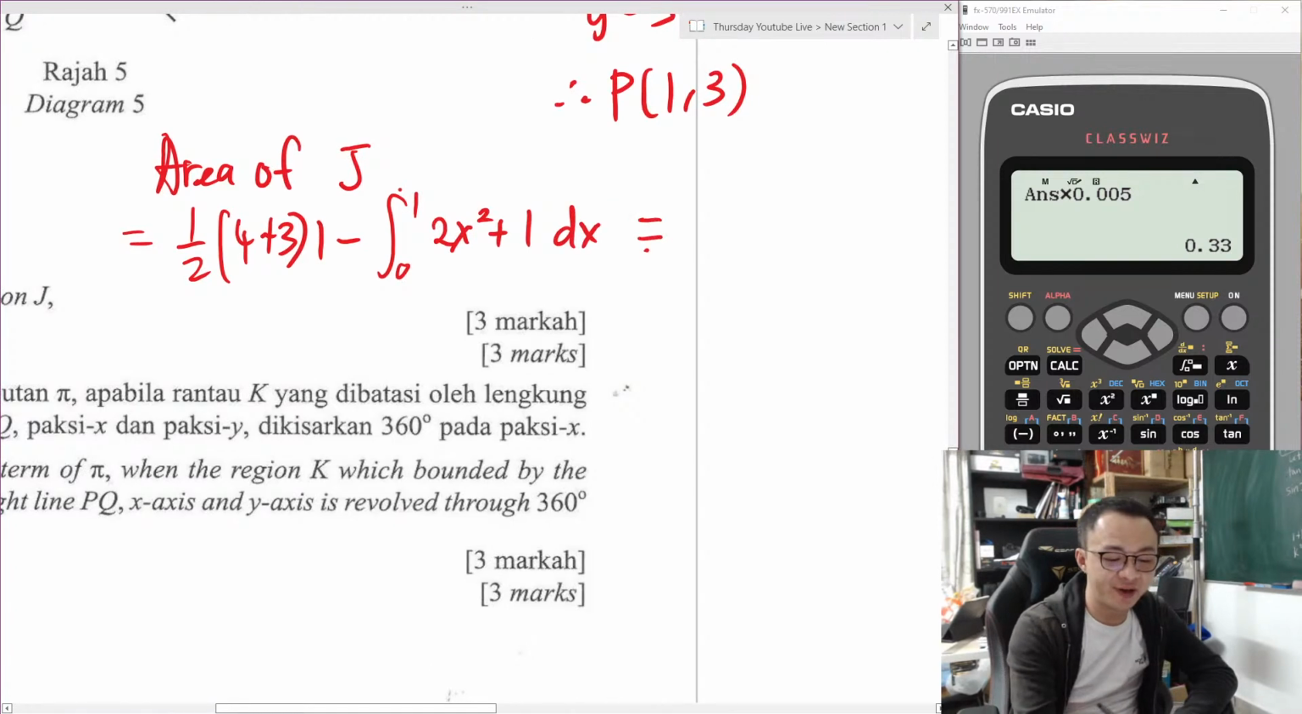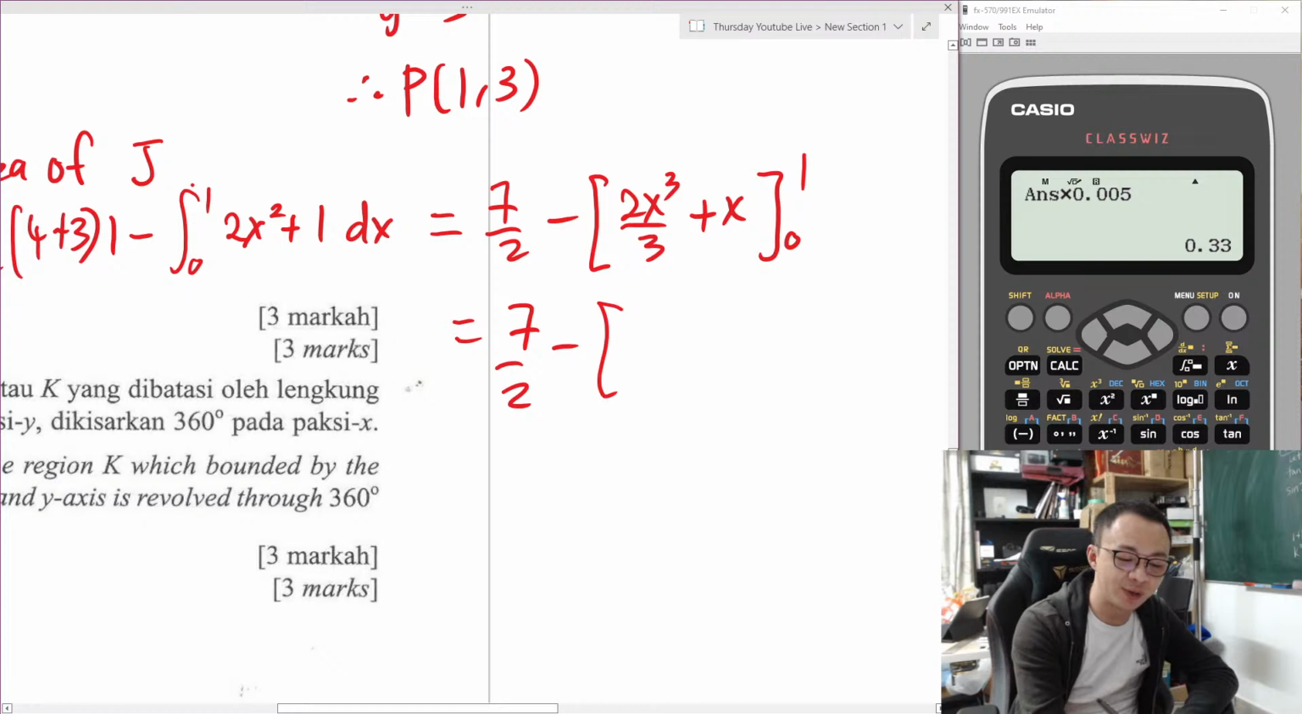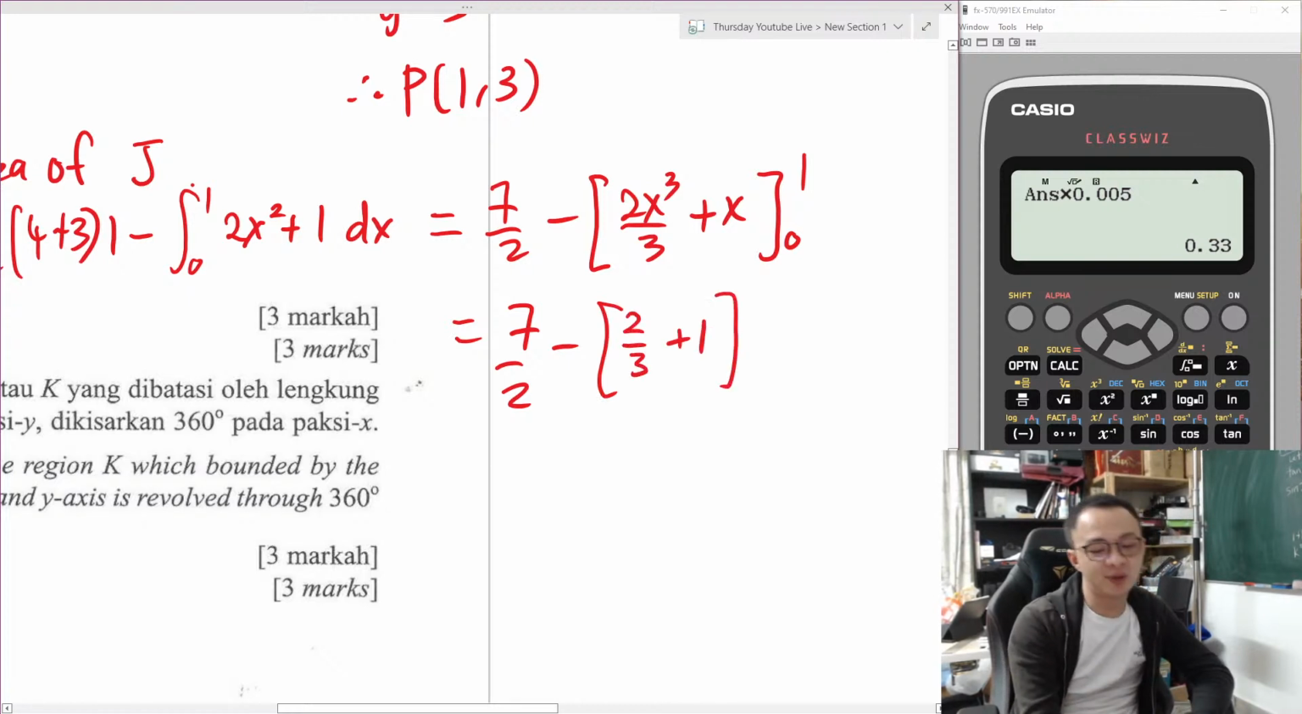Alright, let's solve it here. This one is basically 7 over 2 minus, I will integrate this one. This one will give me 2x cubed over 3 plus x, from 0 to 1. So this one I will just do 2 over 3 plus 1. 0, no need to do. So this one should be 5 over 3.